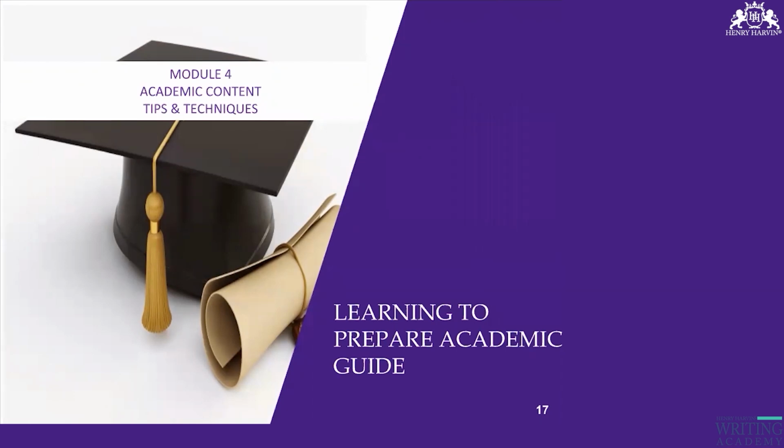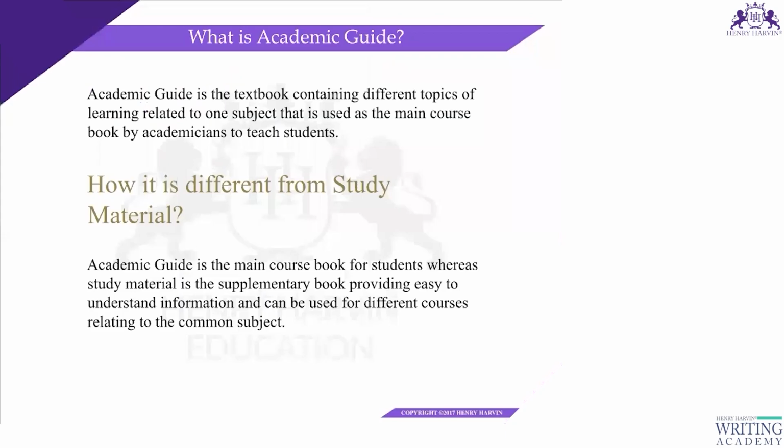So what is your academic guide? Your academic guide is the main book itself. It is the textbook containing different topics of learning related to one subject that is used as the main course book by academicians to teach students, right? So academicians are obviously going to refer to the academic books and the textbooks.